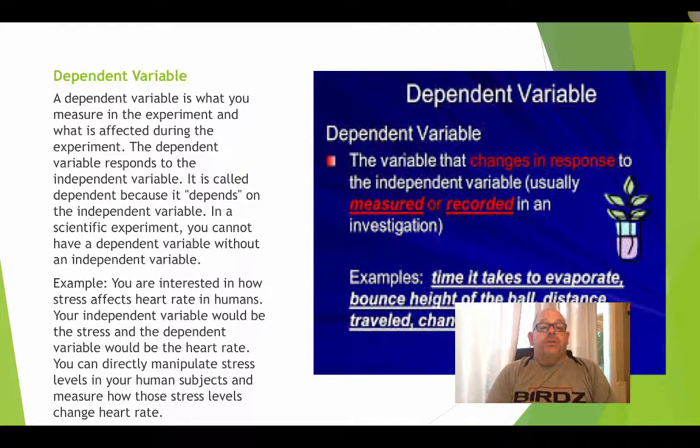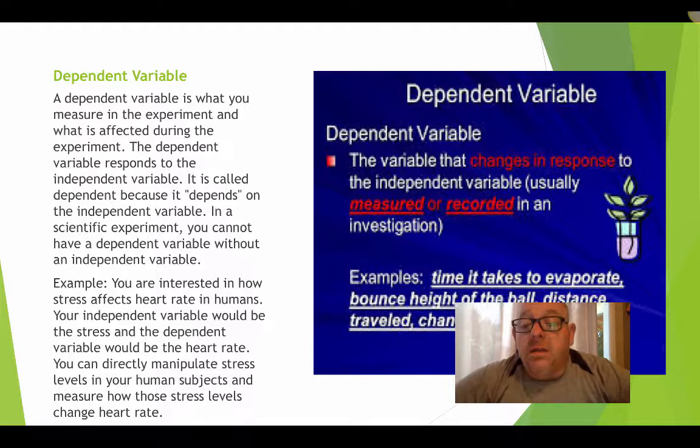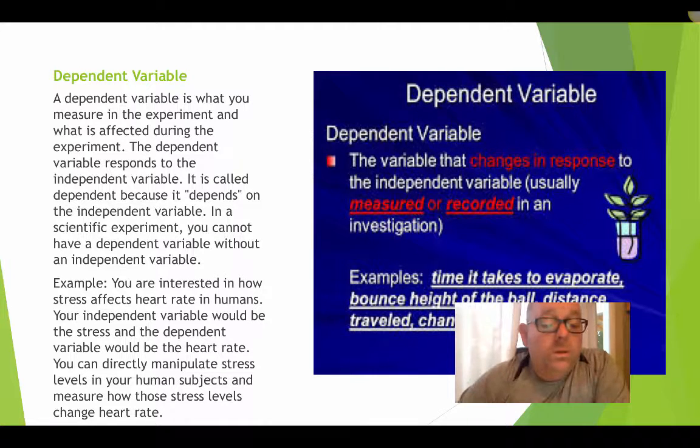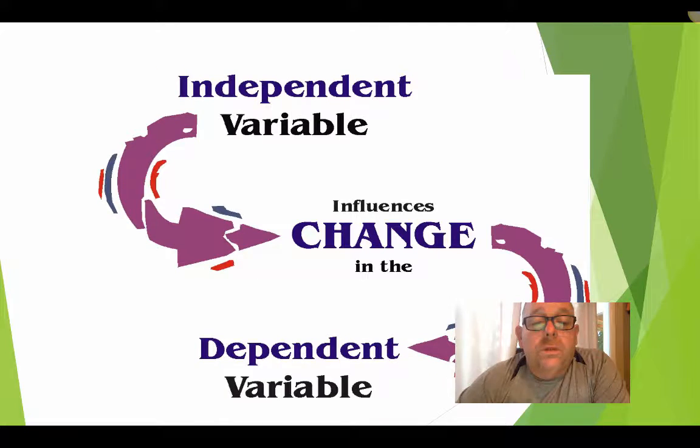Dependent variable is what you measure in the experiment and what is affected during the experiment. Okay, a dependent variable is a variable that changes in response to the independent variable, usually measured or recorded. Some examples: time it takes to evaporate, bounce height of a ball, distance traveled, change in the plant height. This is very important to remember. The independent variable influences the change in the dependent variable.